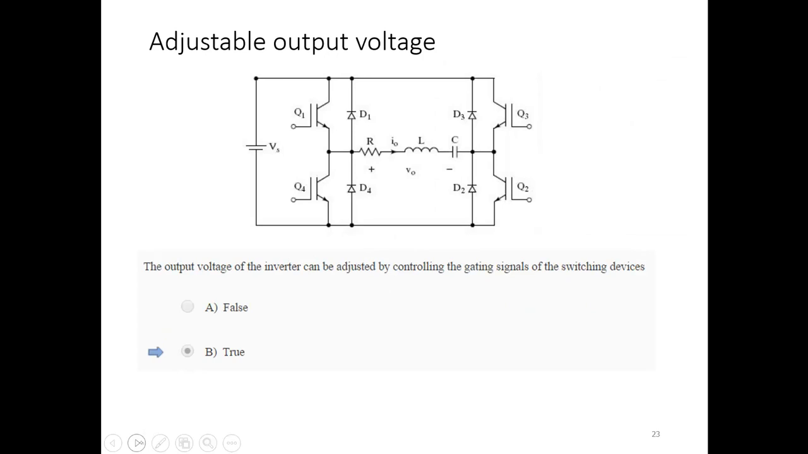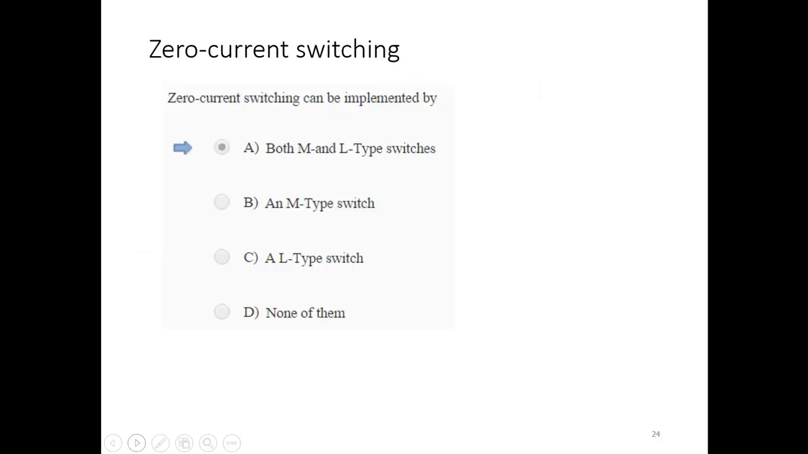Adjustable output voltage. You can adjust it. The output voltage will be adjusted by controlling the gate of the switching circuit. It's true. If you adjust the gate voltage and the gate signals, lower than 180 degrees, we could vary the output voltage. This is true. Zero switching examples.